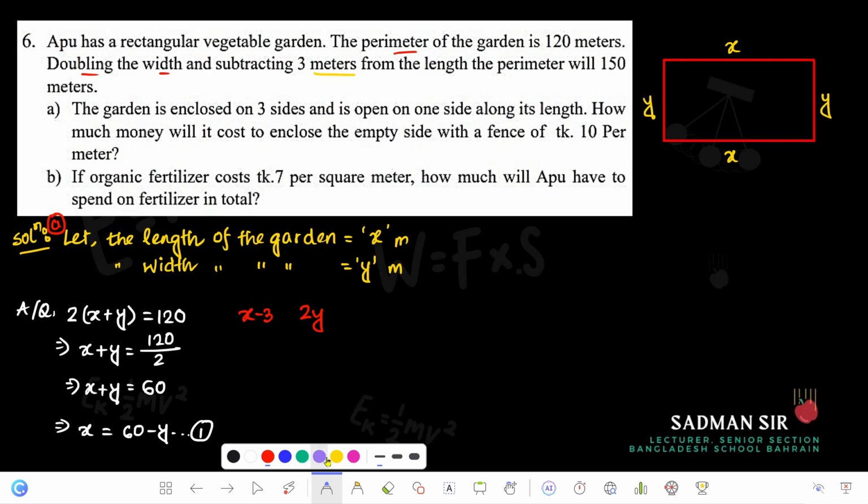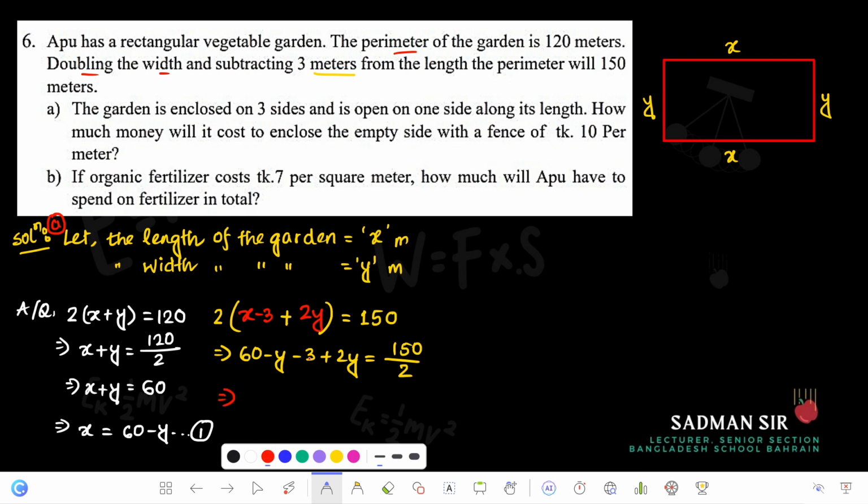So in this condition, what will be the perimeter? 2 into, this is the length plus this is the breadth. So this is our new perimeter after making the changes, and they are saying that it will be equal to 150. So that is another equation that we can form. This 2 is multiplied, so we will take it to the right hand side, and this x we will replace by 60 minus y. This x will be replaced by 60 minus y, then there is minus 3, then plus 2y equal to 150 divided by 2.